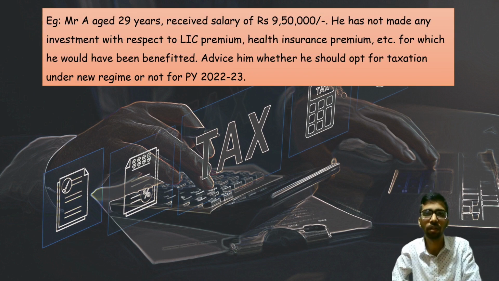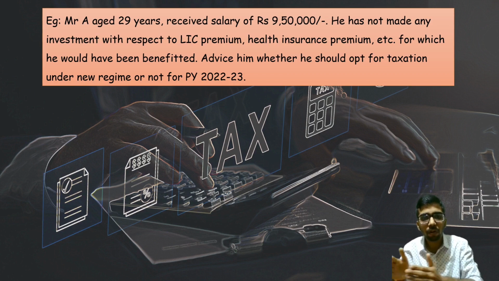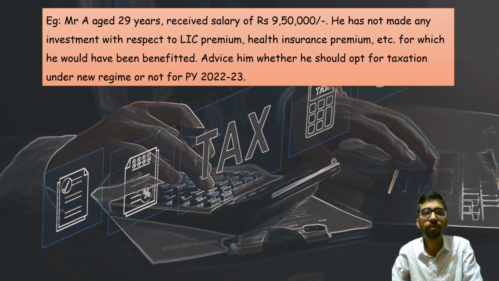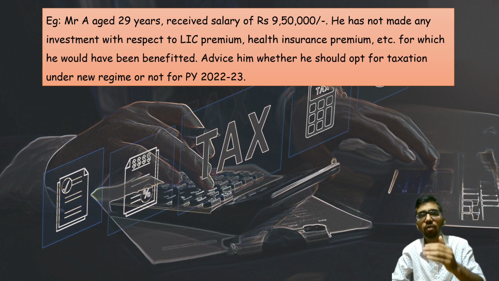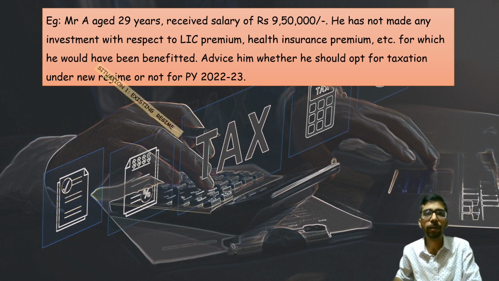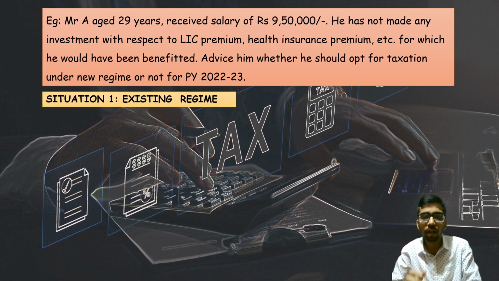So that you will be in a better position to compare the benefit of 115BAC or the existing scheme. Mr. A, aged 29 years, received a salary of 9.5 lakh. He has not made any investment in LIC premium or health insurance premium, for which he would have had a benefit under Section 80C. Advise him whether he should opt for the new scheme or continue with the existing scheme for previous year 22-23. I will compare. Situation 1, that is the existing regime.